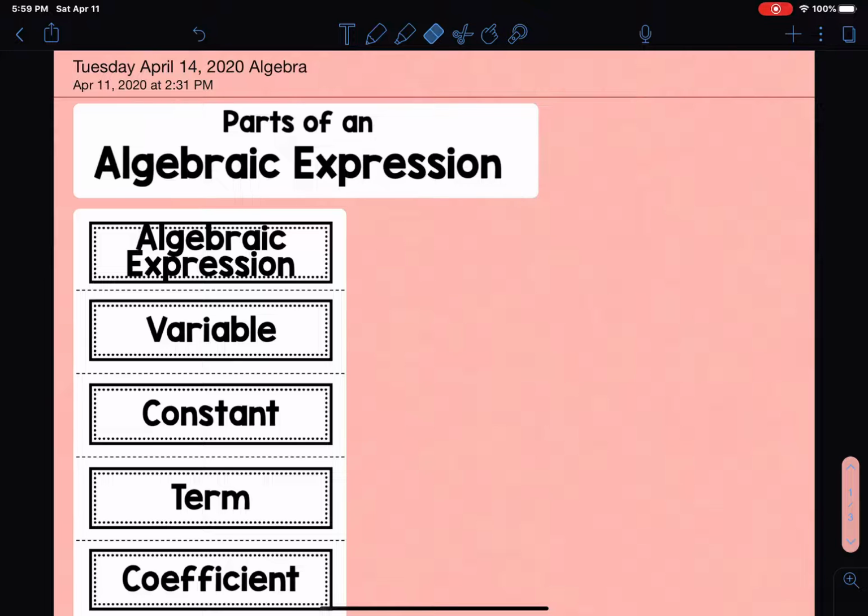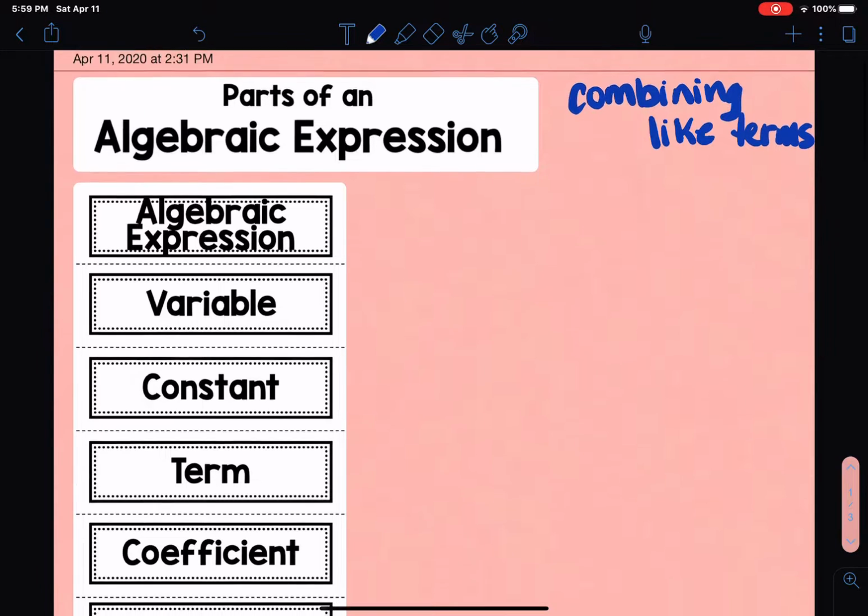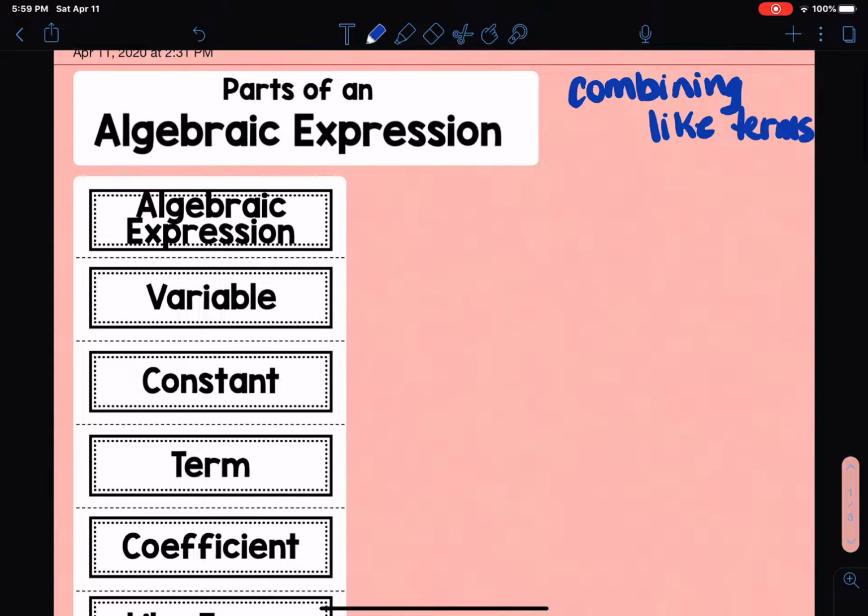Okay, so first of all, we're going to talk a little bit about parts of an algebraic expression, seeing what you remember. We're also in this section going to talk a little bit about combining like terms. Because in order to be able to do what we're going to do with adding and subtracting and multiplying polynomials, our focus until the end of the year is going to be to really make sure you understand these things.